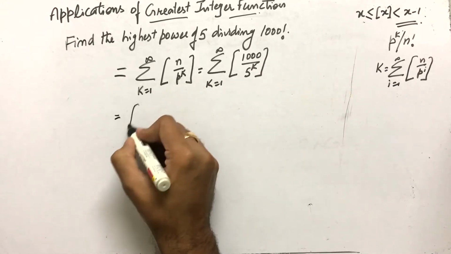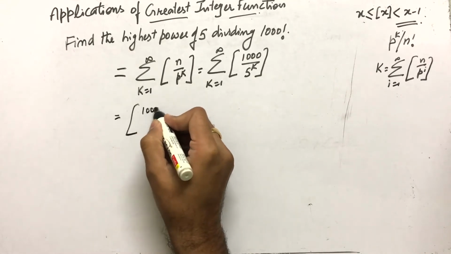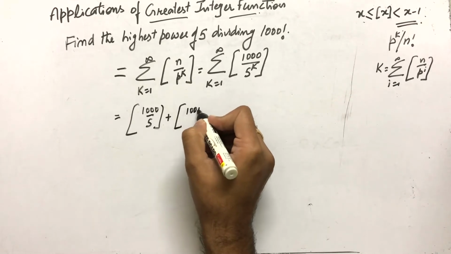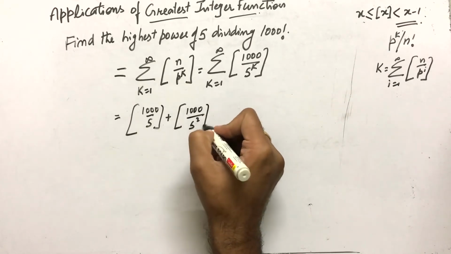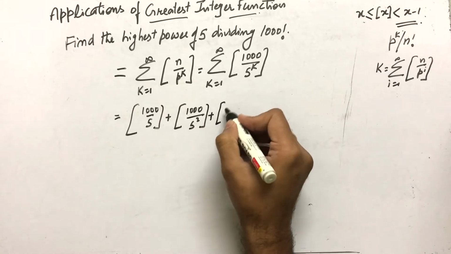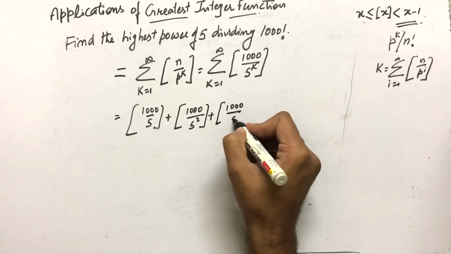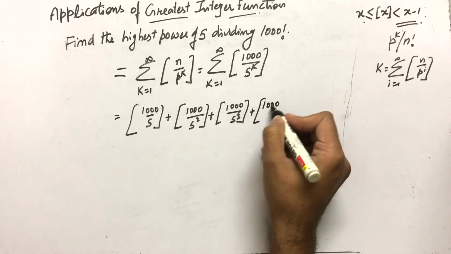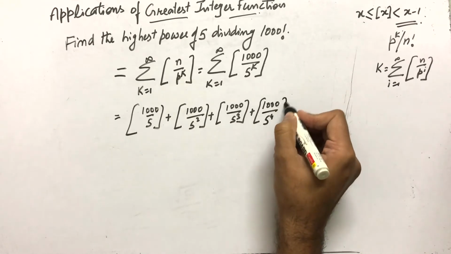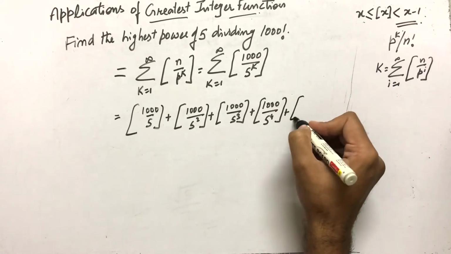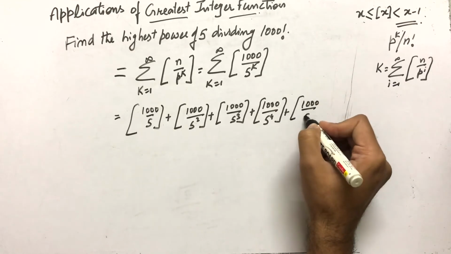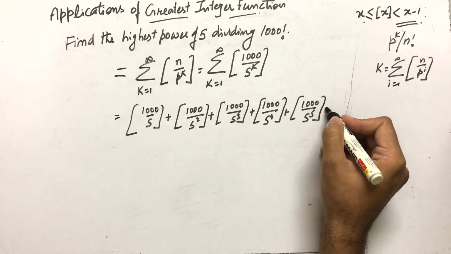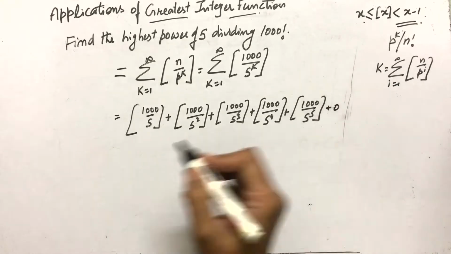Let us expand this. First is 1000 by 5, 1000 by 5 square, 1000 by 5 cube, and 1000 by 5 power 4, 1000 by 5 power 5, which crosses 1000, and all other terms after this will be 0.